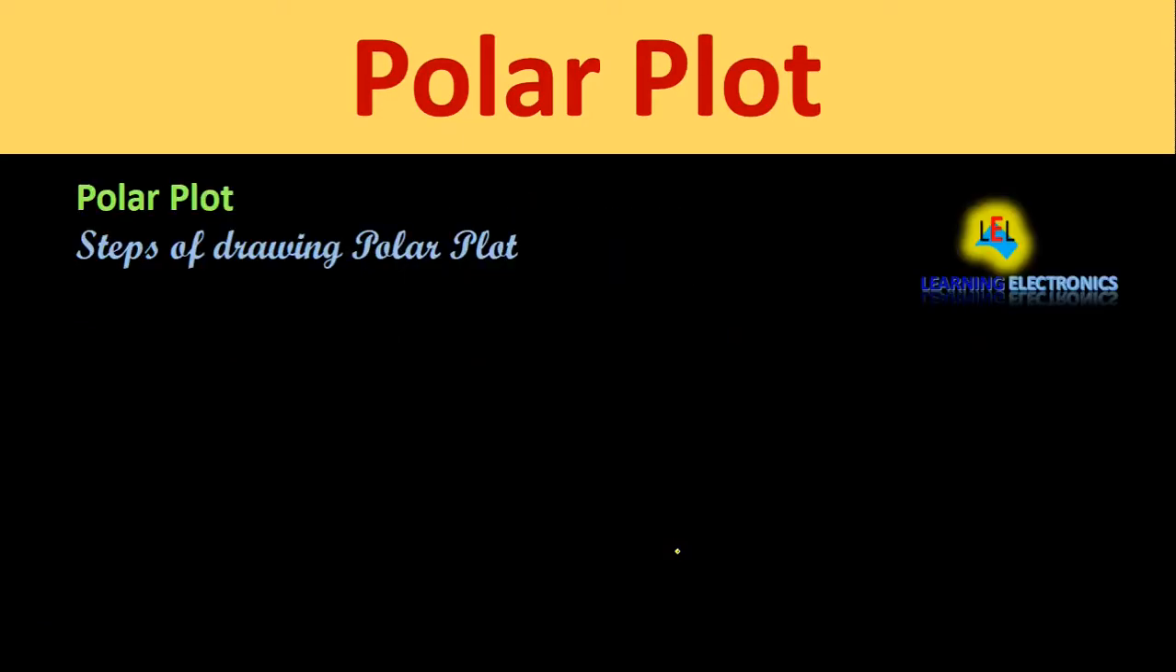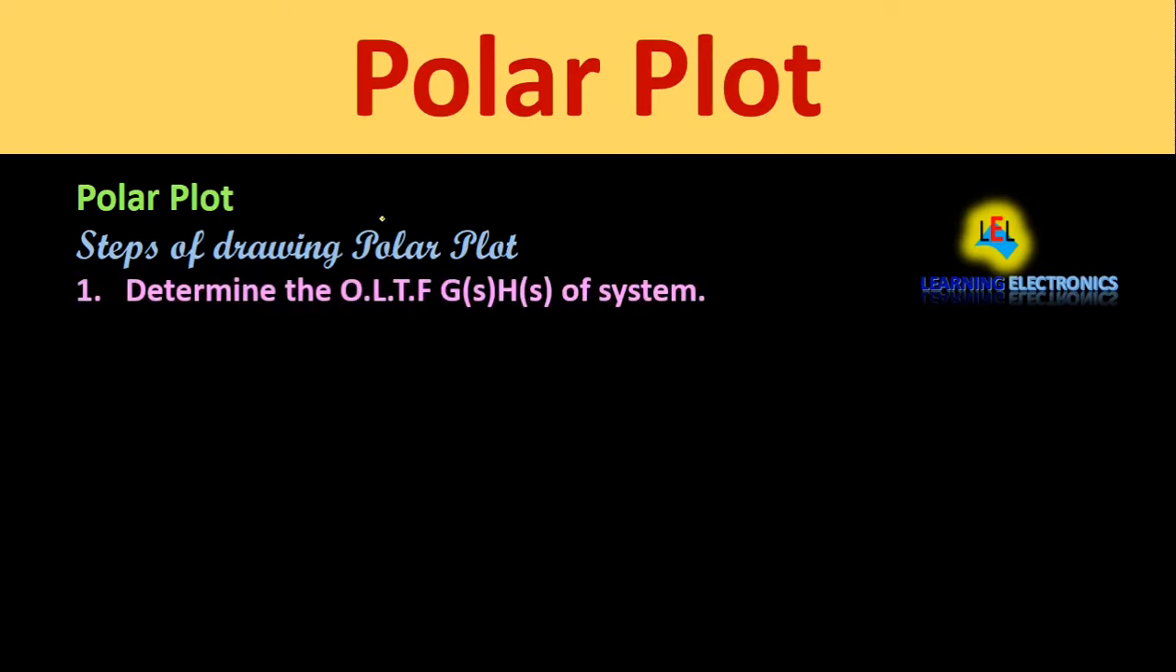In the first step of drawing a polar plot, we have to determine the open loop transfer function G(s)H(s) of the system. If it is given in the question that the system is a unity feedback control system, then the open loop transfer function will be equal to G(s) into 1, because in that case the feedback transfer function H(s) will be equal to 1. So in a unity feedback control system, we take the open loop transfer function equal to G(s) only.